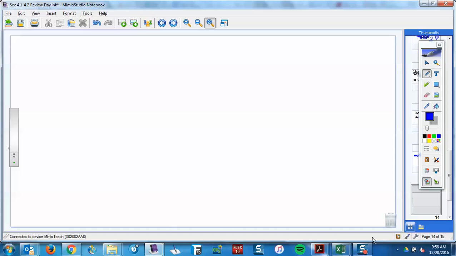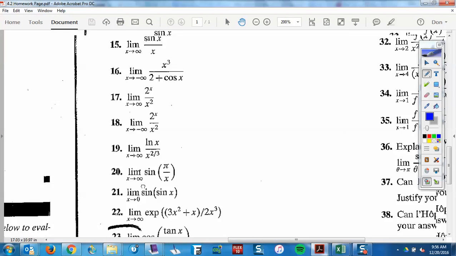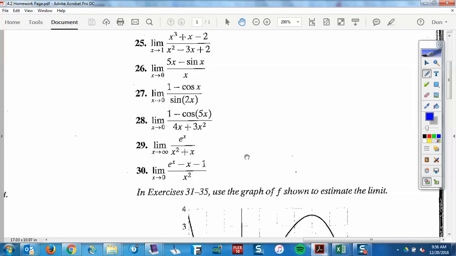Okay? Next. Number 29 or 30, was that for those with the graphs or no? No, no. These are just basic limit computing.